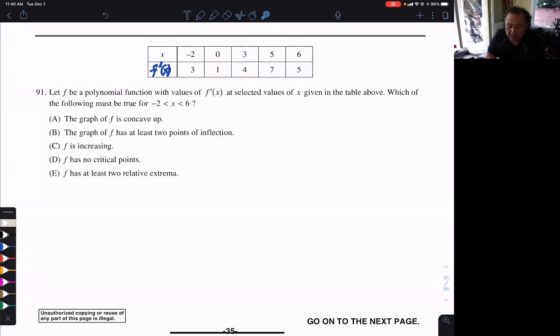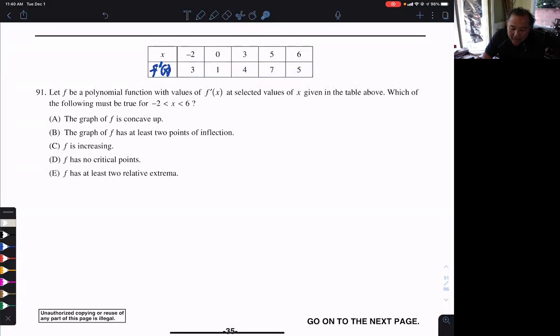Here's what you have to be careful about, and don't assume things. That's why people are going to miss this question. You're going to assume things about this question that are not true. You're going to look and it's 3 here and it's 1 here. And you're going to say, oh, and it's 4 there, 7 there, 5 there. The derivative is always positive. Look, it's always positive. That is not true.